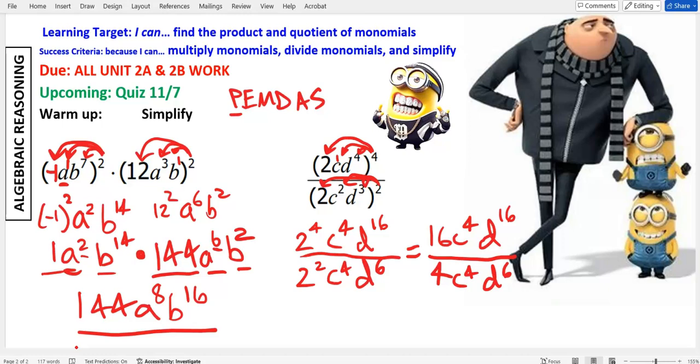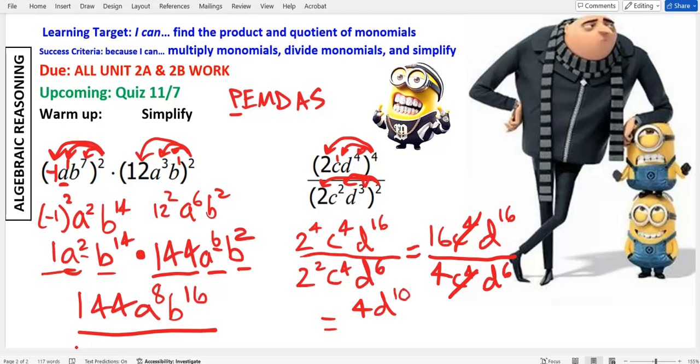Now, look. We distributed the powers, and the last thing we got to do is simplify. So 16 on top, 4 on the bottom. What's 16 divided by 4? 4. 4 on top. If the bottom matches the top, c to the 4 and c to the 4, they cancel out. It's a 0 power, which is gone. 1. You don't have to put the 1. And then 16 on top, 6 on the bottom. Subtract. Top minus bottom. 16 minus 6 is 10. d to the 10. And that leaves us with nothing on the bottom, so we're actually done with 4 d to the power of 10.